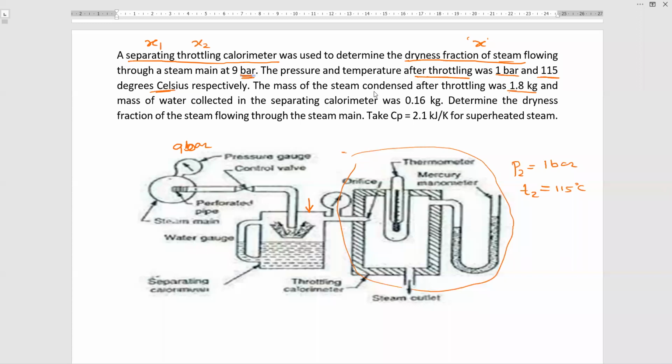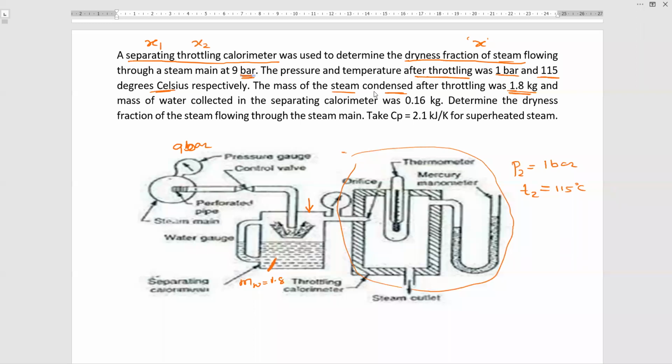Next, the mass of steam condensed after throttling was 1.8 kg. Mass of steam condensed. Where is the steam getting condensed? In the separating calorimeter or in the throttling calorimeter? In the separating calorimeter, the mass of the steam is condensed. Here, the mass of water you can see. Some water formation is there. Water is collected in the tank. So here it is 1.8 kg.